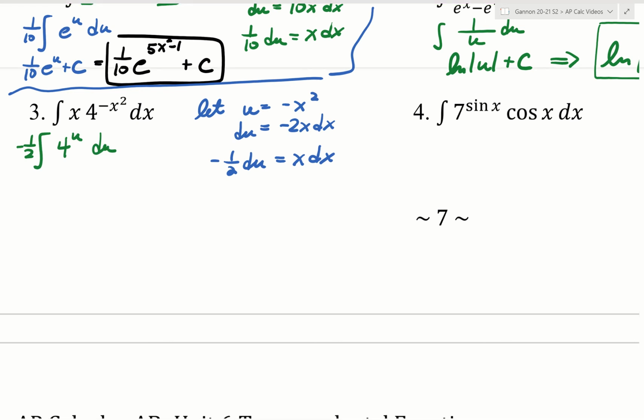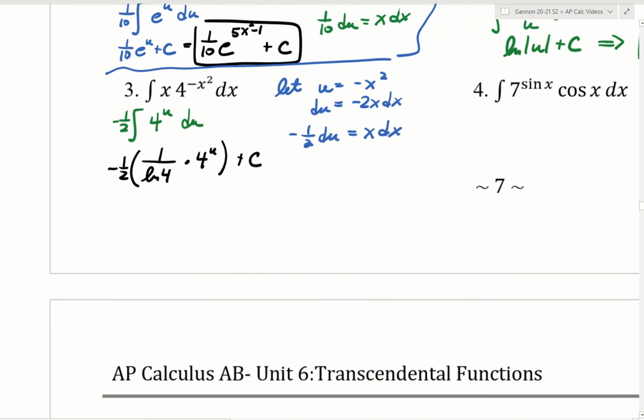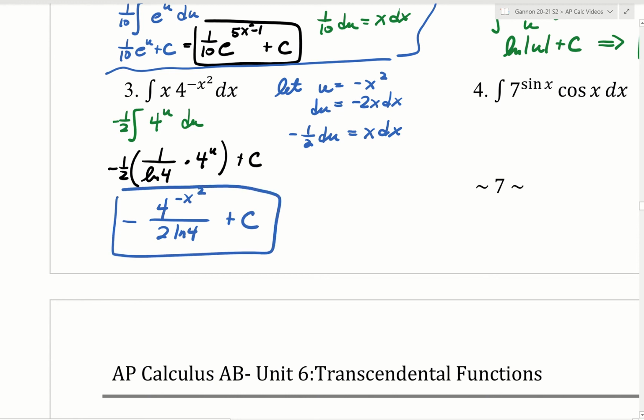And if we integrate, we've got 1 over the natural log of the base times the function plus c. Again, we're doing indefinite integrals, so we want to go back and resubstitute to the original variable. So this could be negative, and then 4 to the negative x squared over 2 ln of 4 plus c. And because of that 2 in front, you could make it the power of 4 and get ln of 16 on the bottom. Again, not required, but it's possible.